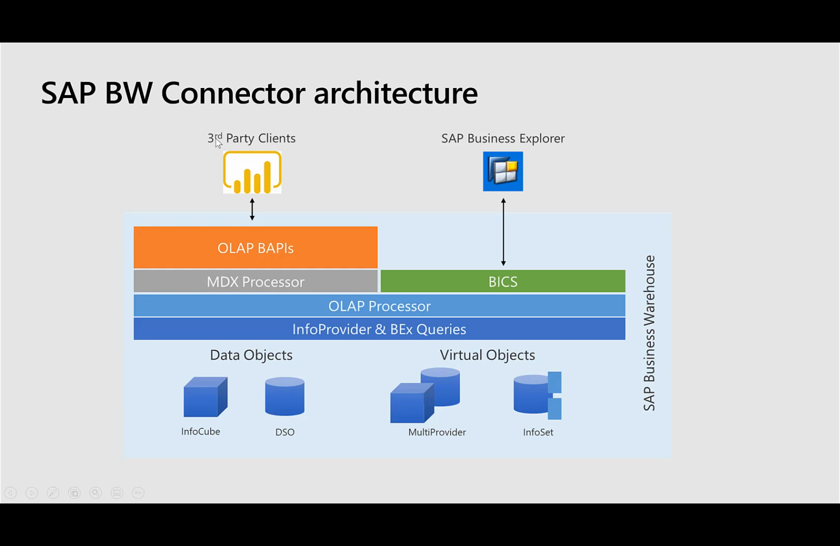All third-party client tools connect through the OLAP BAPI. SAP tools connect directly to BICS. So you may see some performance differences between these two environments because this one has more layers to interact with SAP. But we have optimized the 2.0 connector to be the most efficient of the third-party connectors in the market.